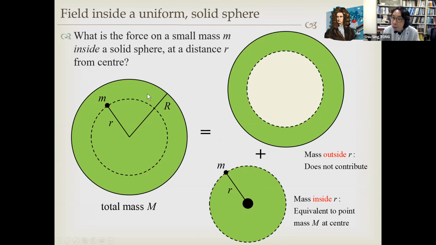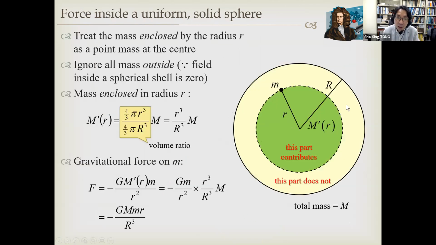And how about the outside? For the outside, I have a spherical shell like this, right? And I can see that the point mass is now inside the shell, in the cavity. And from my previous discussion, I know that the gravitational field inside the spherical shell is exactly 0. I don't need to consider it. So this part does not contribute. So only the mass that is enclosed by the spherical shell will contribute to the gravitational force. And here I do the calculation. The yellow part does not contribute. The green part does contribute.